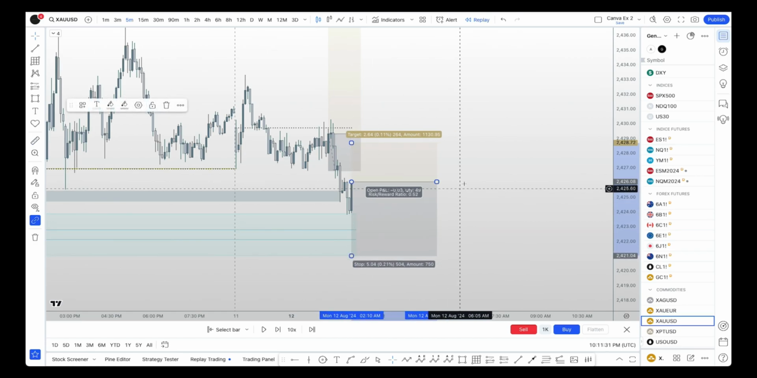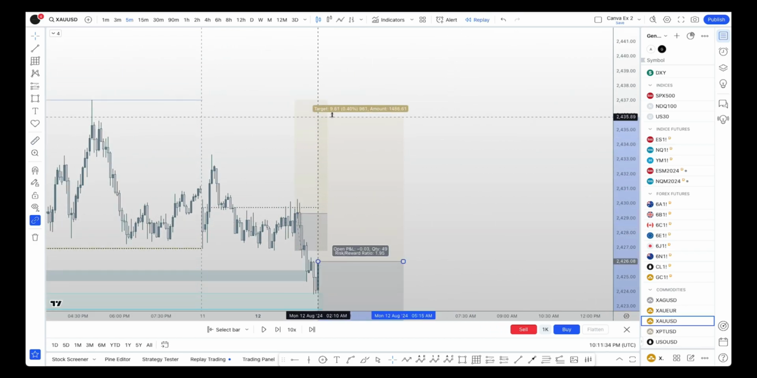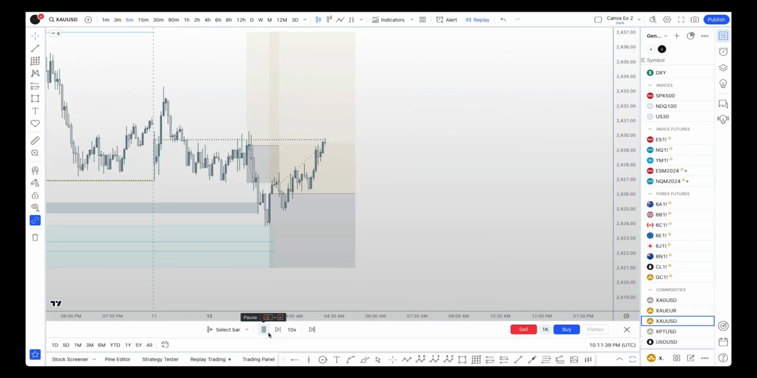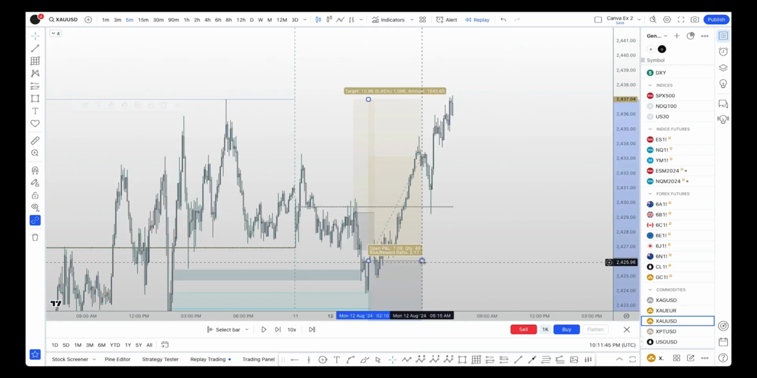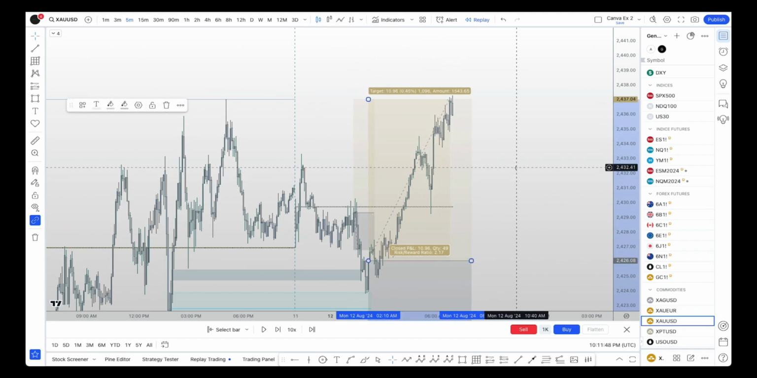Losses are part of the game. If you can't take a loss, don't trade. This is why I hate the 5-minute. I just hate it. All right, cool. So one small L and one W.